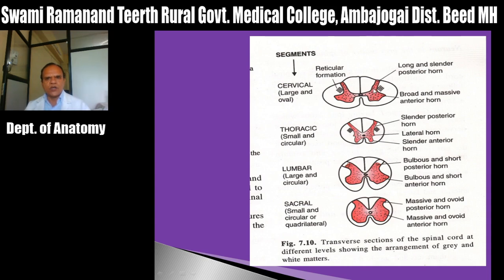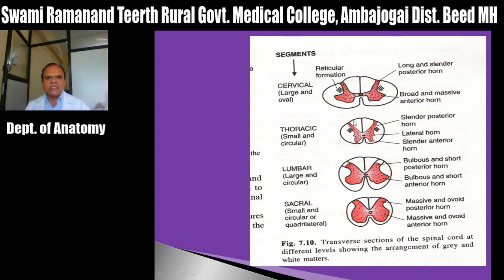And see, the posterior horn is slender, the anterior horn is broad and massive. In the upper one or two segments it is also slender, but lower down it becomes broad and massive because of the cervical enlargement and aggregation of the neurons which supply the upper extremity. Okay, so the posterior horn is slender, the anterior horn is broad and massive, no lateral horn. Lateral horn is not seen.